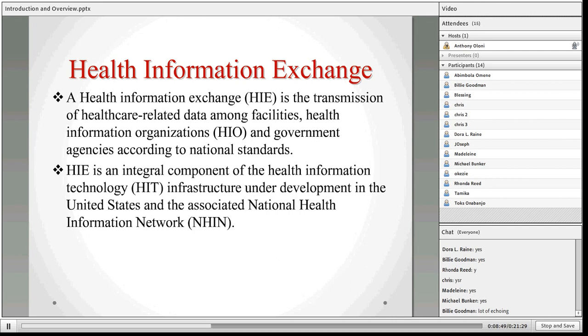So I hope you guys understand a little bit of the difference here. But basically, the Health Information Exchange is the technological platform that the Regional Health Information Organization will use when connecting one entity within that network to another entity. Okay?